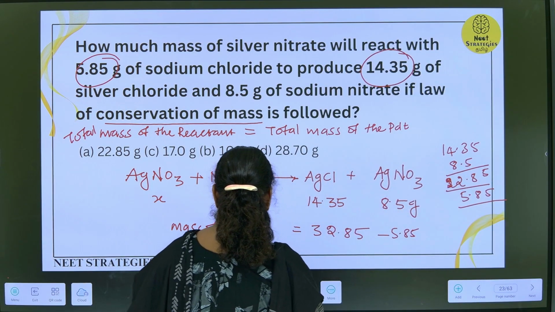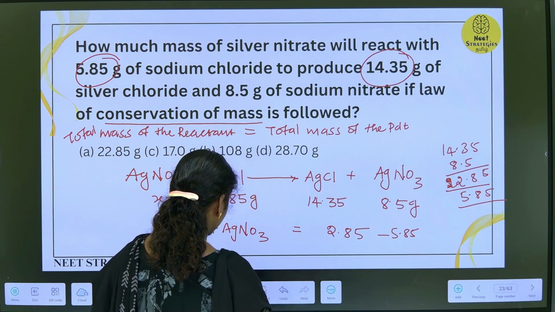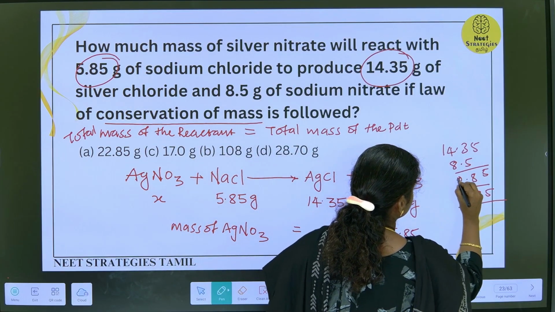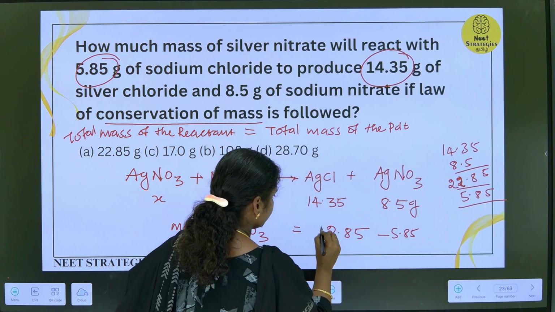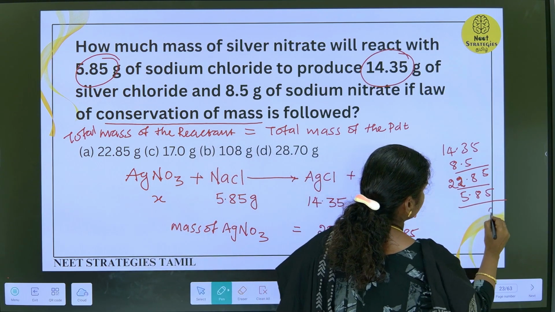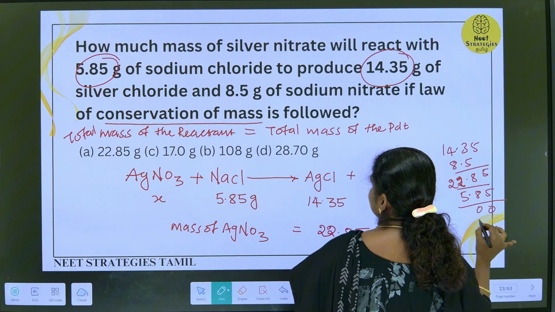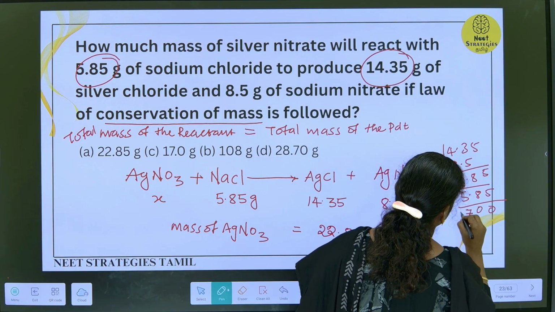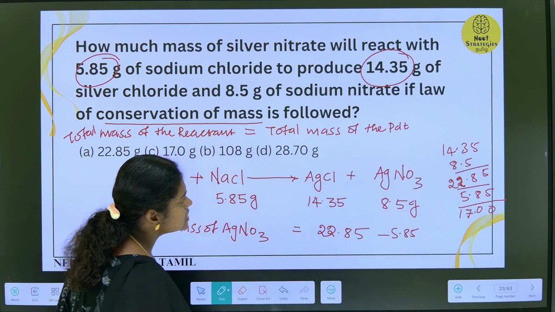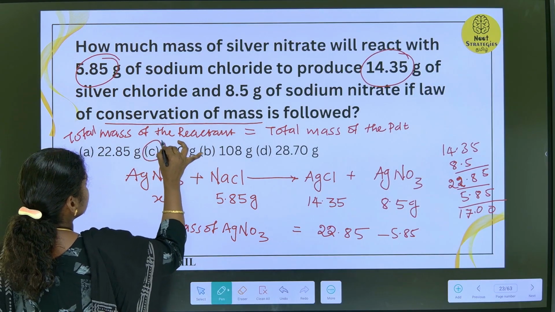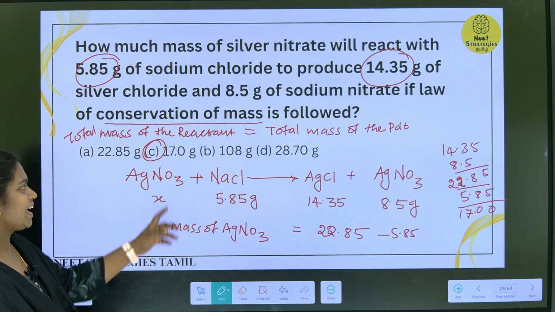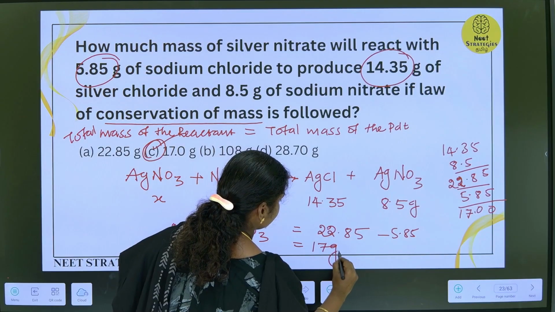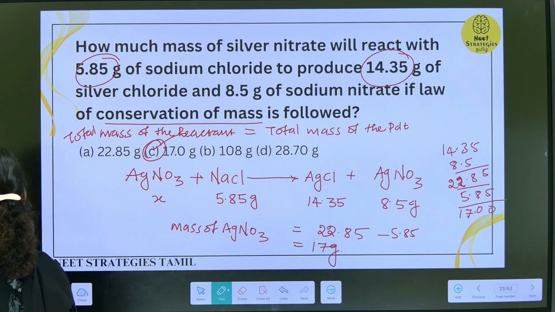So it becomes 22.85... sorry, 17 gram. Option B. The answer is 17 gram. Right. Next one.